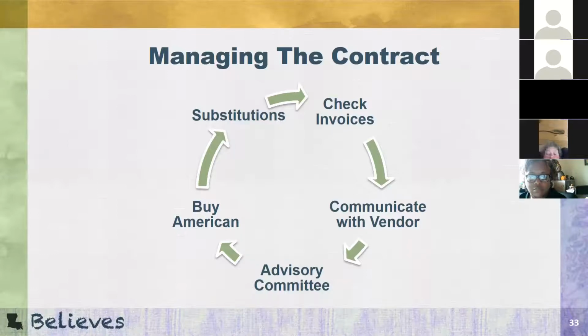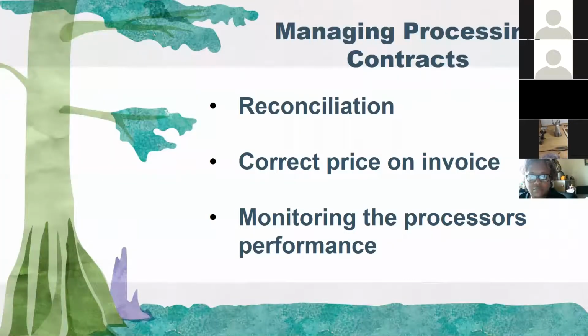Is the company requesting substitutions for items prior to sending if the U.S. products are not available? Is the company requesting substitutions of other products before sending them? And are they providing those products at the bid price? Notice that this is a continual cycle. The cycle does not end until the contract ends.